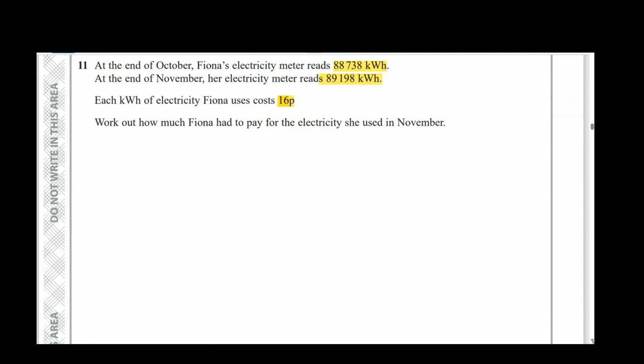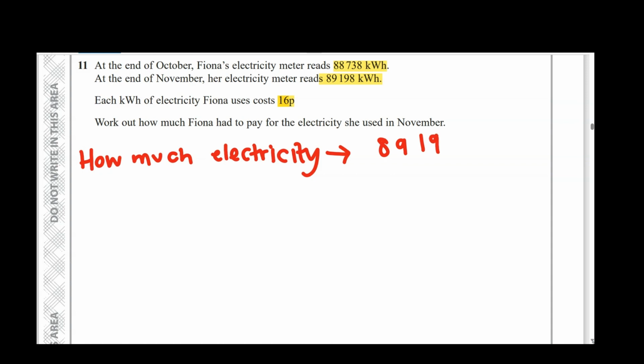So they ask questions like this a lot. How you work them out is you need to work out how much electricity she used. So let's just write that out. So how much electricity? Obviously, if you were working out how much you used in a month, you would say, well, at the end of this month, my total was 89,198. At the end of last month, my total was 88,738. So if I work out the difference, I'll know how much I used just in this month.